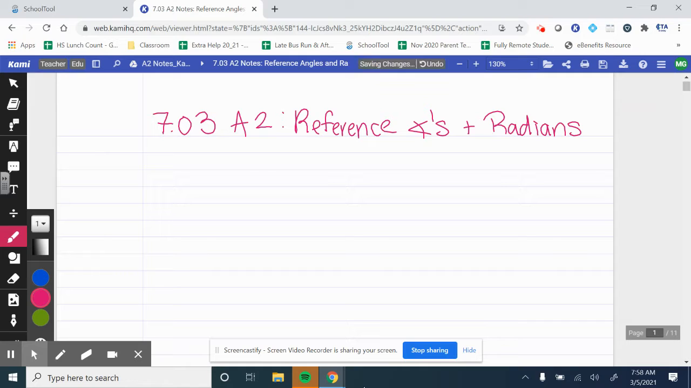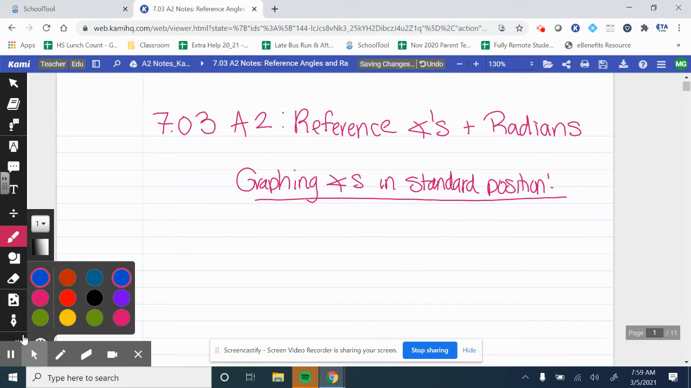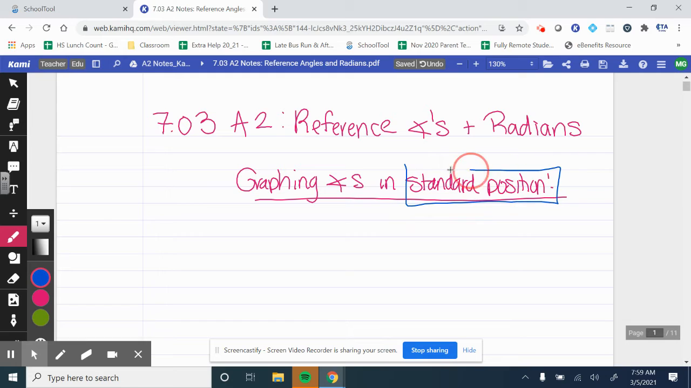All right, so first we're going to start by talking about graphing angles in standard position. So standard position means a few things that we need to talk about. First of all, in order to be in standard position, your vertex has to be at the origin. It's always going to be at the origin.